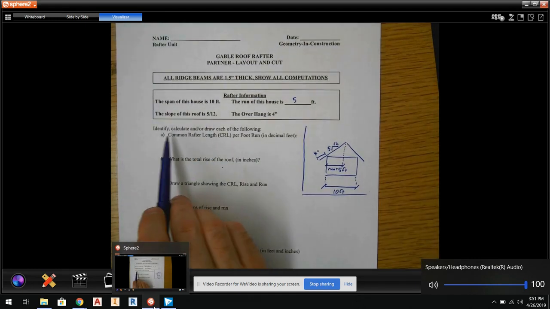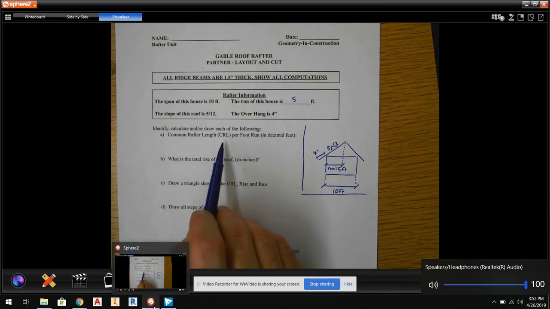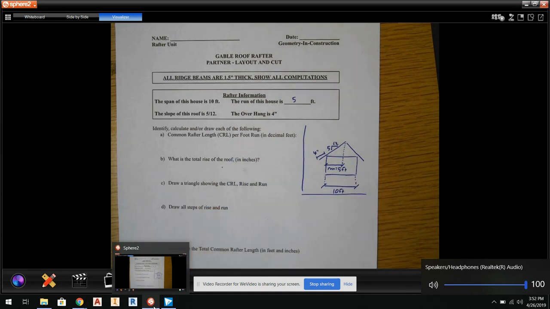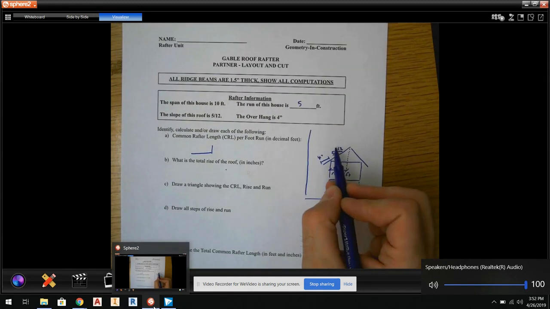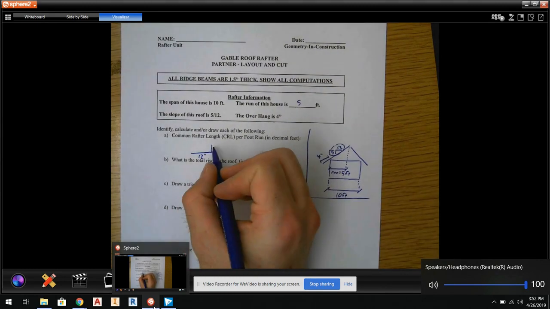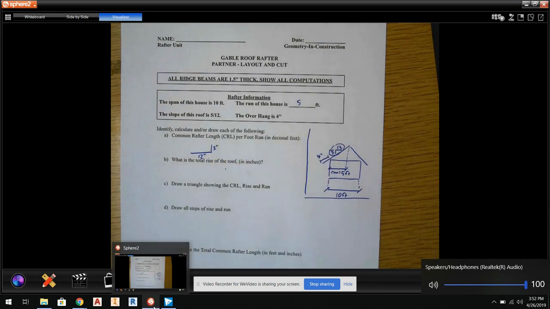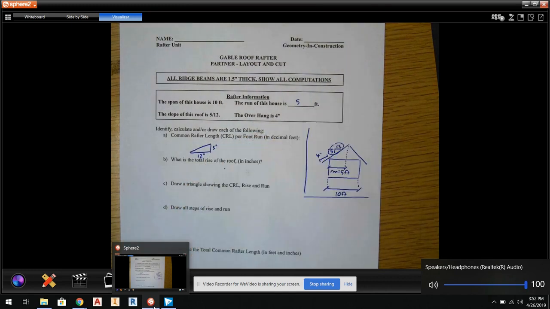So we need to identify and calculate or draw each of the following information. The common rafter length, also known as CRL, per foot run in decimal feet. What that means is if we were to draw a triangle based on this information here, the 5/12 pitch, it would run 12 inches, and then for every 12 inches of run, it would rise 5 inches. So we need to figure out what this hypotenuse is here. We could use the Pythagorean theorem and do 5 squared plus 12 squared, 25 plus 144 and get 169. And then the square root of 169 is 13.